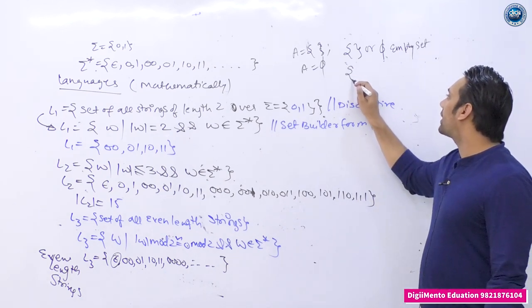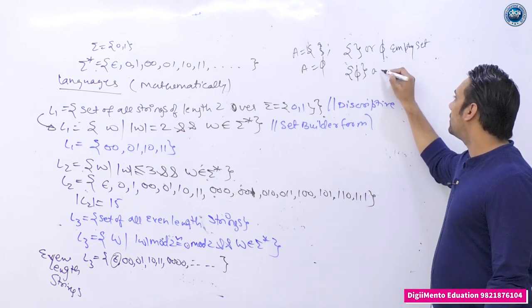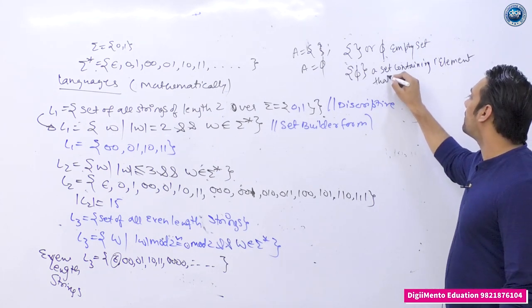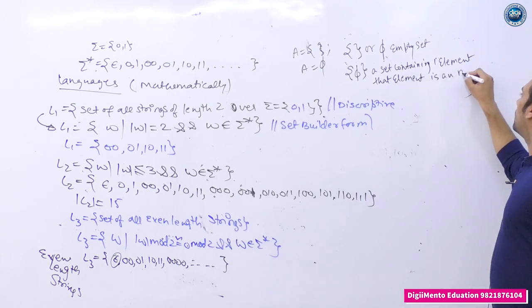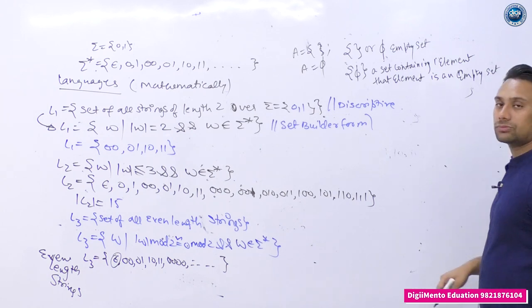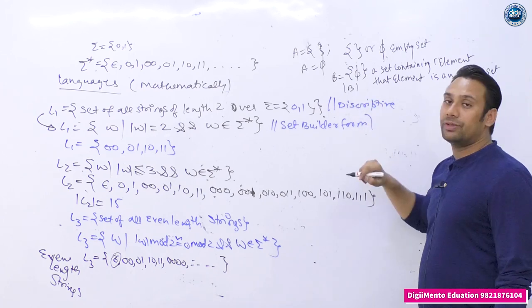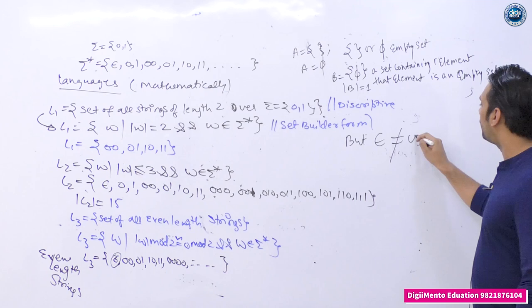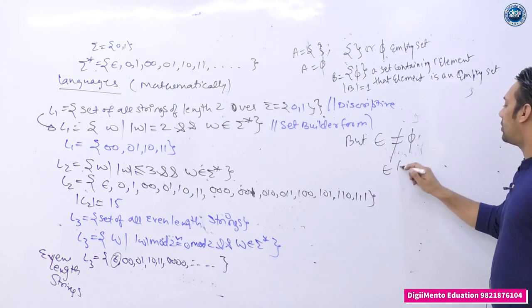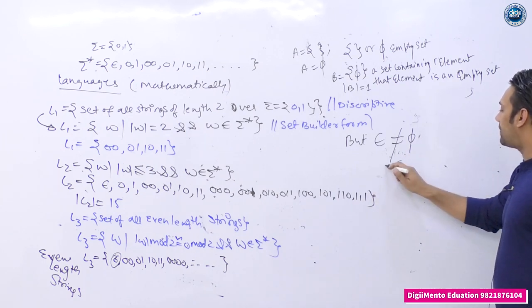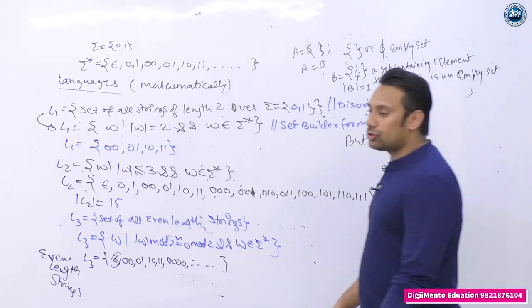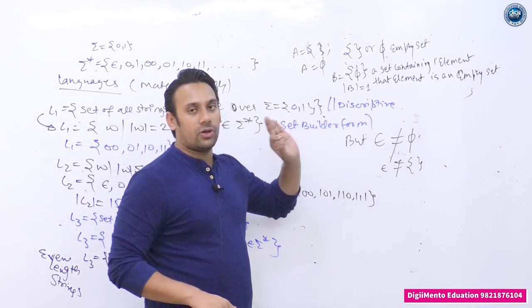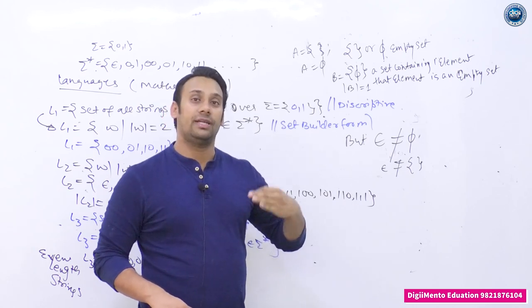Okay, if I use brackets and a phi inside here, it means a set containing one element, and that element is an empty set. Okay, so if I say B is equal to this, so if I see the cardinality of B, cardinality of B is going to be 1. But epsilon is not equal to phi, or epsilon is not equal to this empty set. जो epsilon है ना तो phi के equal है और ना ही epsilon जो है वो empty set के equal है. So clearly you can see epsilon does not mean that we have an empty set. Epsilon means we have an element whose length is 0.